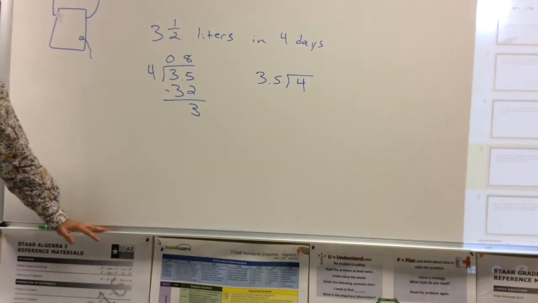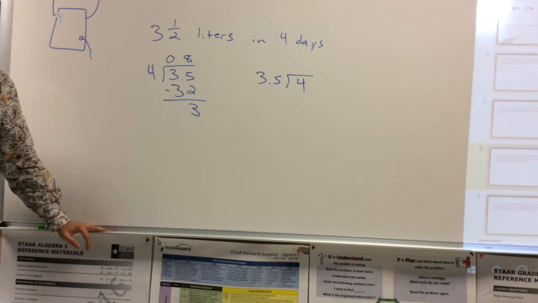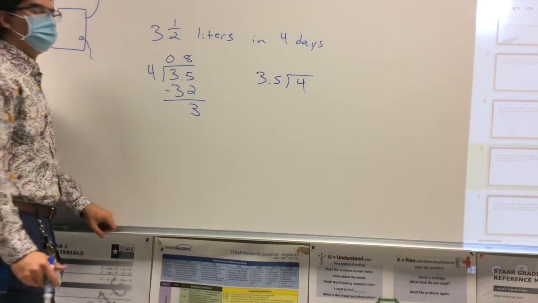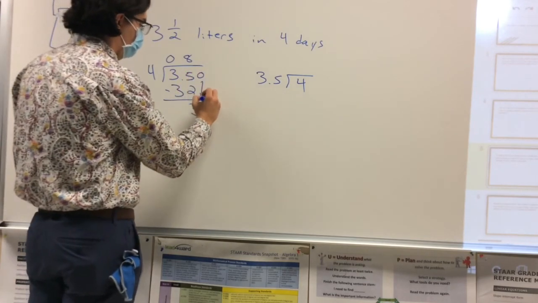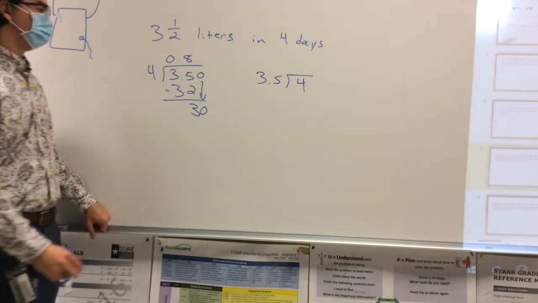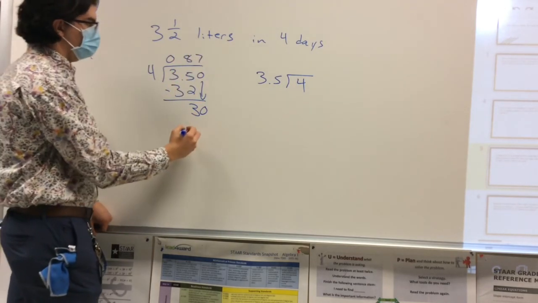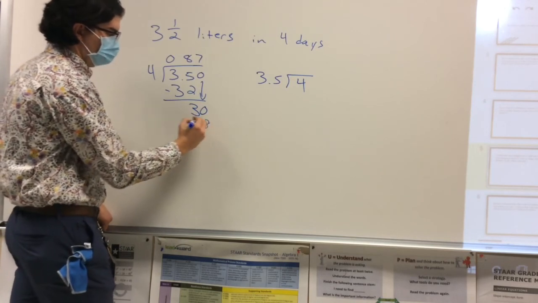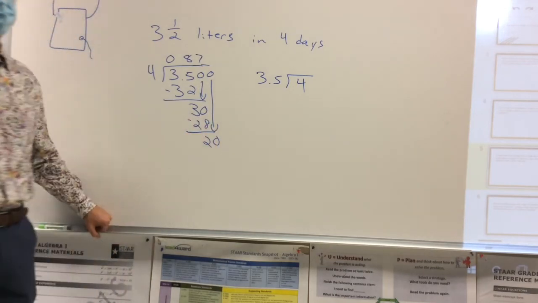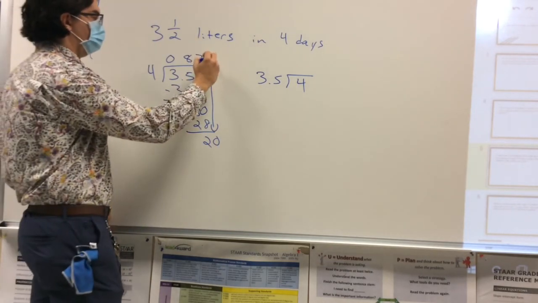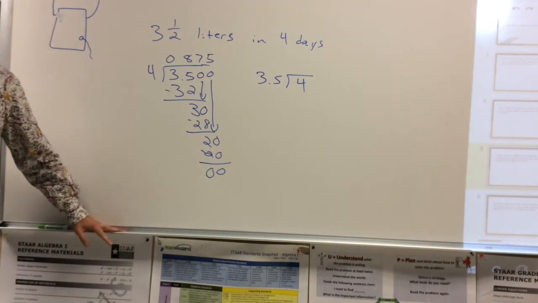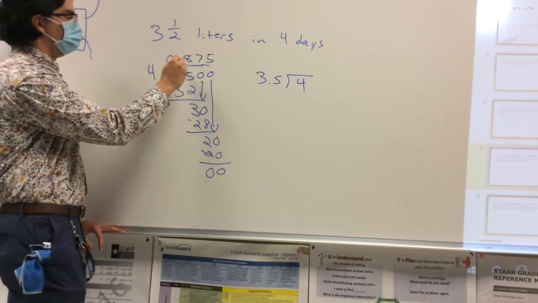Okay, but I still got this number now. How do I continue going on with this problem? Add a 0 and bring it down. How many times does 4 go into 30? 7. 4 times 7 is 28. Add another 0, right? How many times does 4 go into 20? 5 times. And then I'm done. Can anybody tell me where my decimal is supposed to go? Directly up, right here.